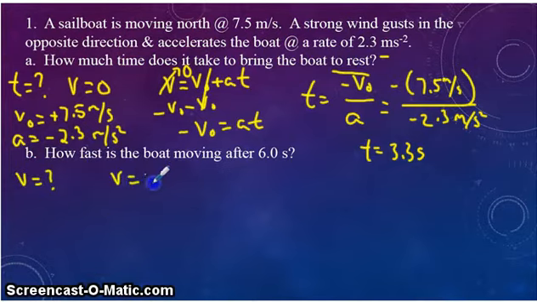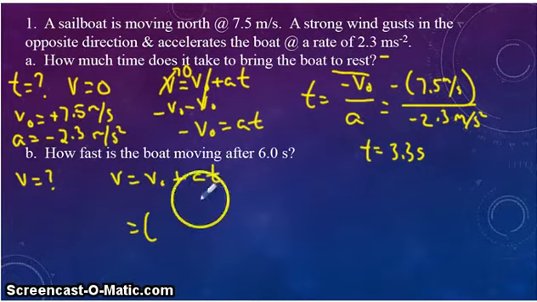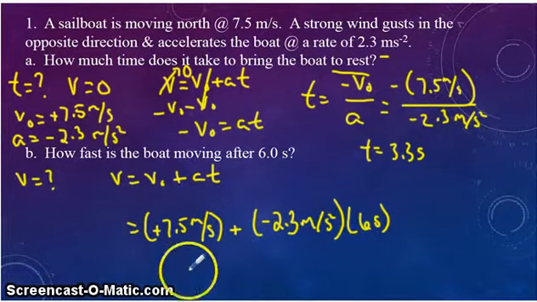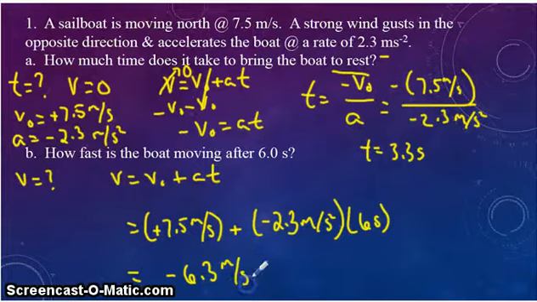Final velocity equals v naught plus at. Same equation, same initial conditions, just a new time. So I have a positive 7.5 meters per second plus a negative 2.3 meters per second squared times 6 seconds. If you plug those into your calculator, you get a negative 6.3 meters per second. This does make sense because this means that the boat is moving in the opposite direction.